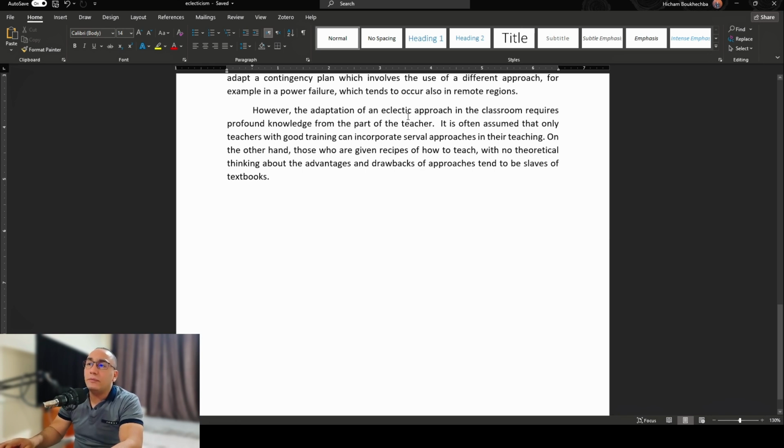However, the adoption of an eclectic approach in the classroom requires profound knowledge on the part of the teacher. It is often assumed that only teachers with good training can incorporate several approaches in their teaching. On the other hand, those who are given recipes of how to teach with no theoretical thinking about the advantages and drawbacks tend to be slaves of the textbook.